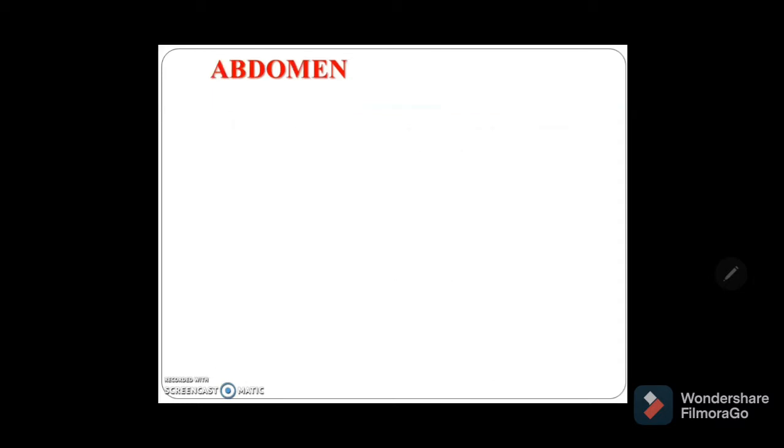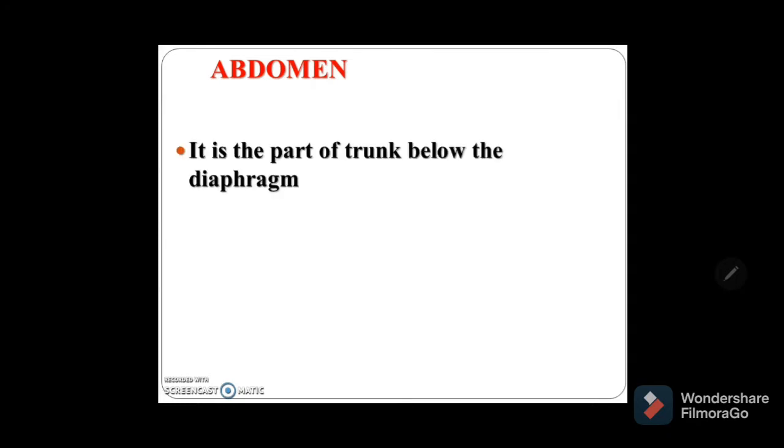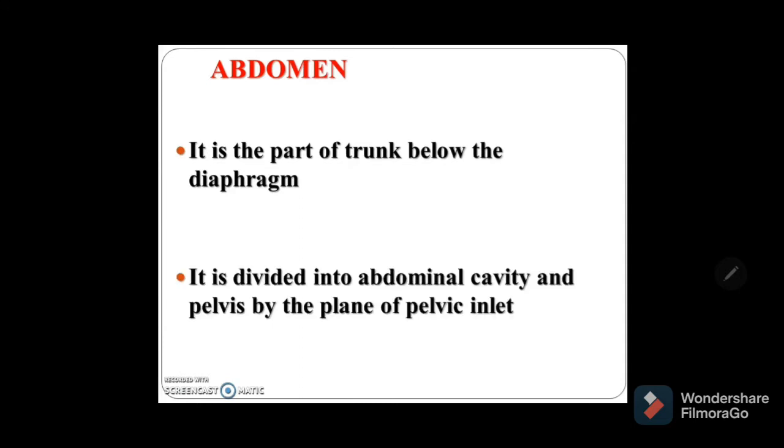So, when you say abdomen, abdomen is a part of the trunk below the thoracoabdominal diaphragm. It is the greater part of the trunk, and the abdomen is divided into abdominal cavity and pelvic cavity by the plane of pelvic inlet. It is divided into two cavities, abdomen and pelvis.